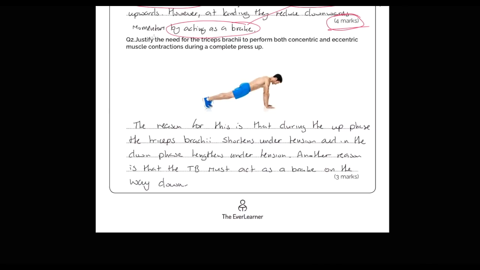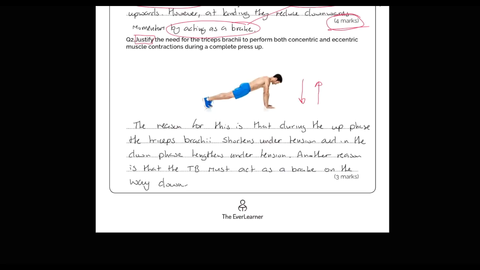Okay, next question. Justify is our command. Justify the need for the tricep brachii, just looked at it, to perform both concentric and eccentric muscle contractions during a complete press-up. So for me, a complete press-up is down and up. So I'm going to look at the whole thing. And I've got to justify.